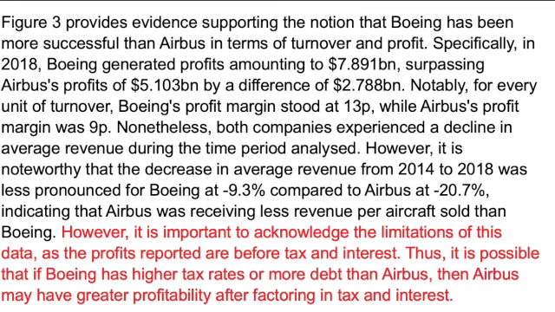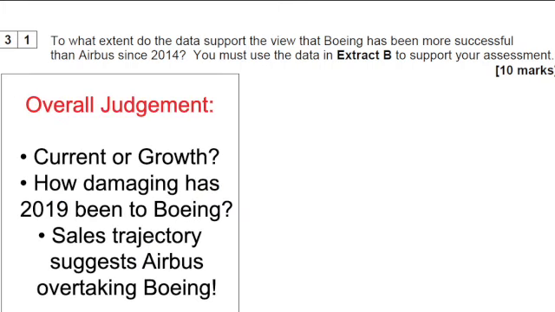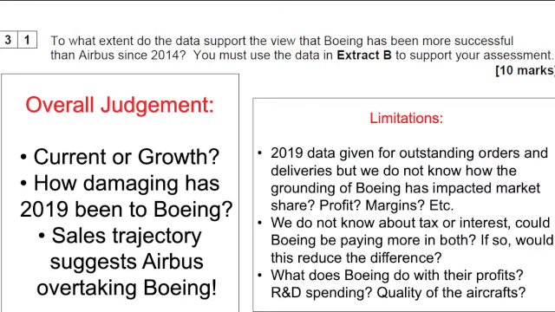Right, now I've got my overall judgment, and I have to think about, okay, how am I going to conclude this? There is no right or wrong answer as long as you justify it. So, current or growth, how damaging has 2019 been to Boeing? The sales trajectory suggests that Airbus has overtaken Boeing. So what I'm going to look at is that I've got my limitations already, what you could have explored if you wanted to. You could have thought about what Boeing does with their profits, R&D spending, quality of the aircraft, because we know that Airbus has obviously developed a new aircraft which is very fuel efficient, and Boeing do the same. So this is my overall judgment.